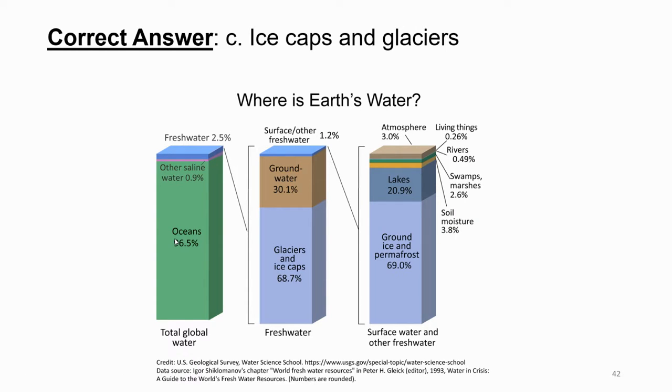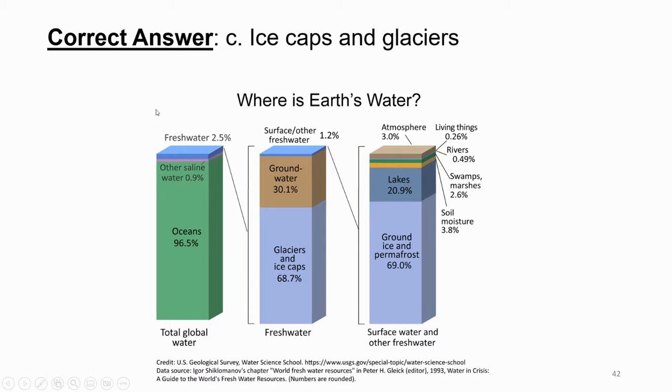So obviously it is not fresh water. Then other saline water consists of around 0.9 percentage, and fresh water is only 2.5 percentage of total global water. Only 2.5 percentage of total global water exists as fresh water. The majority of water is in oceans, salt water.